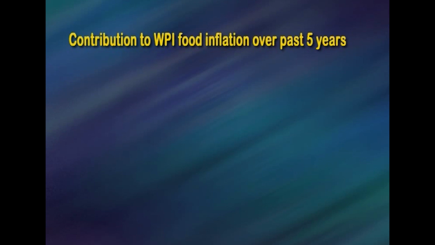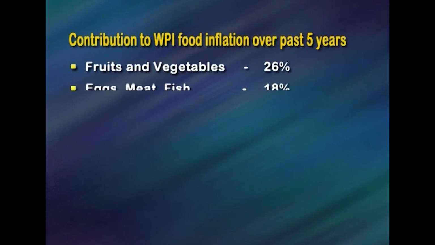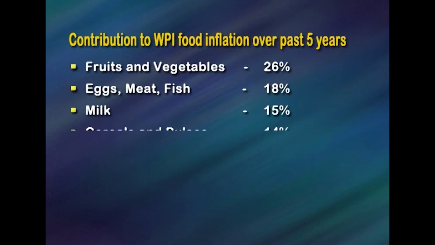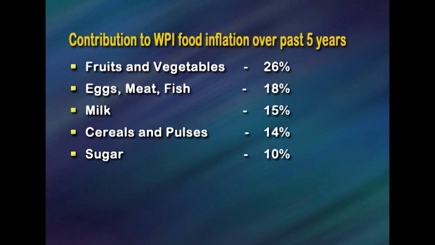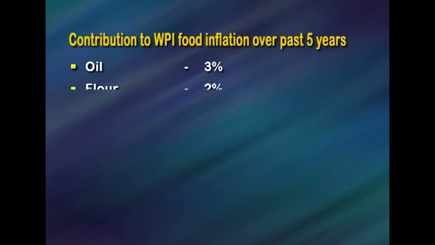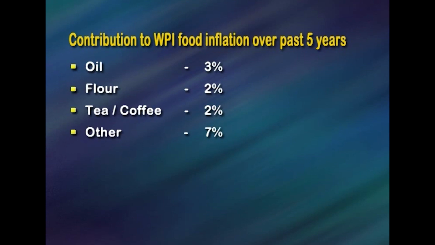Contribution to WPI food inflation over the past 5 years: fruits and vegetables 26%, eggs, meat, fish 18%, milk 15%, cereals and pulses 14%, sugar 10%, other products 3%, oil 3%, flour 2%, tea, coffee 2%, other 7%.